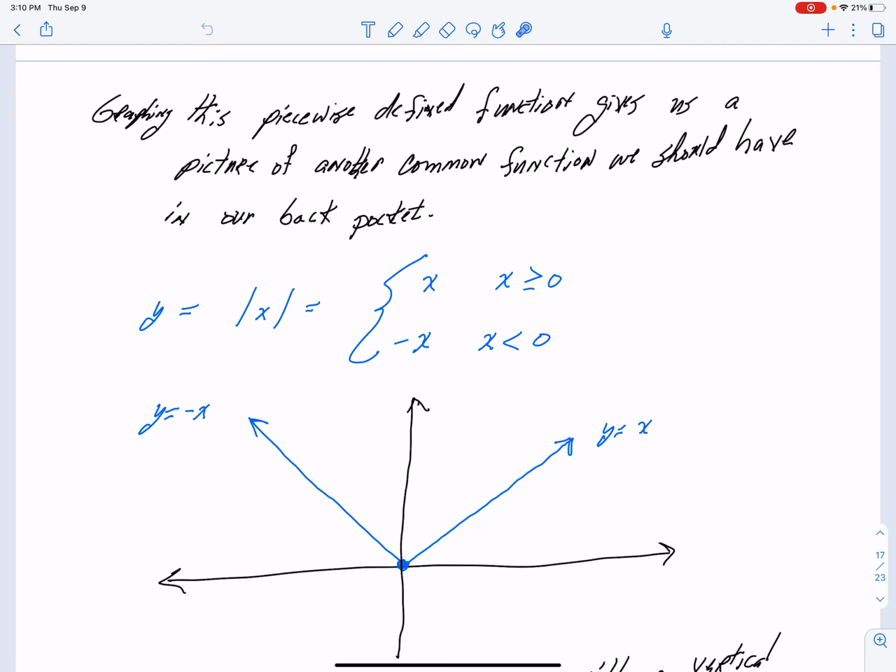And now, when x is less than 0, when x is negative, what does this absolute value of x look like? It looks like minus x. If you look at y equals minus x, what is that? Well, that's also a line, but that's a line with negative slope. It's got slope minus 1, so that's going that way. So when we evaluate the function y is equal to the absolute value of x, it really is two line segments stuck together.